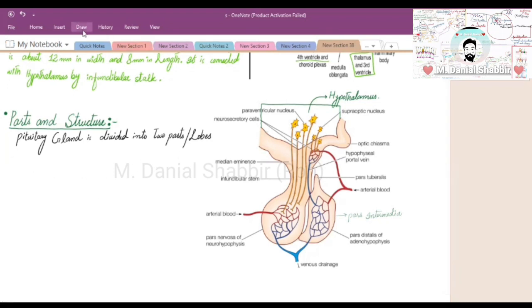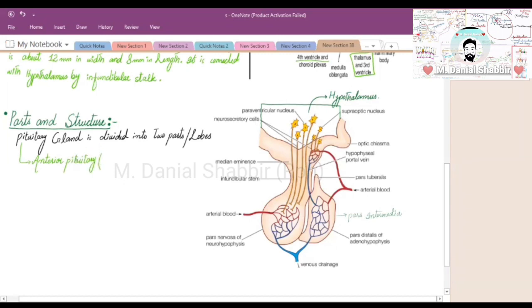As you already know this point, the first lobe is the anterior lobe, or you can say the anterior pituitary.